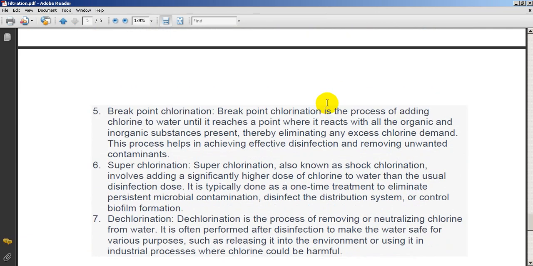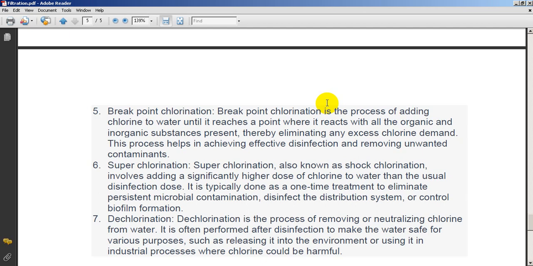5. Breakpoint chlorination. Breakpoint chlorination is the process of adding chlorine to water until it reaches a point where it reacts with all the organic and inorganic substances present, thereby eliminating any excess chlorine demand. This process helps in achieving effective disinfection and removing unwanted contaminants.